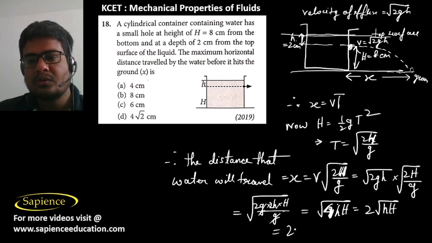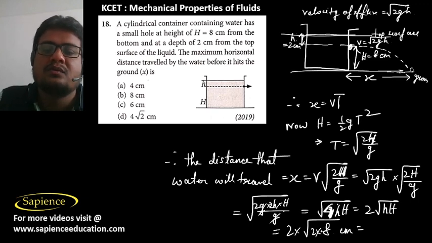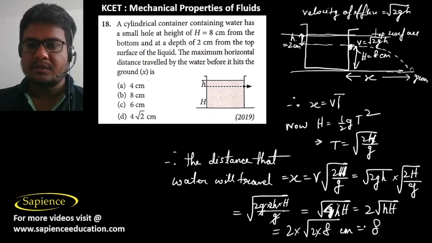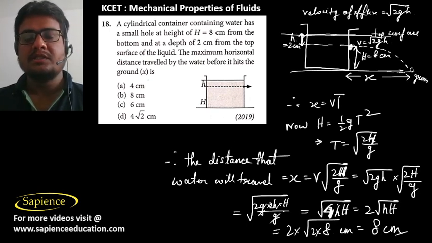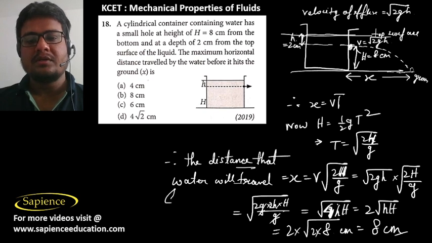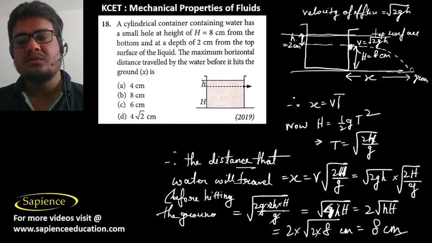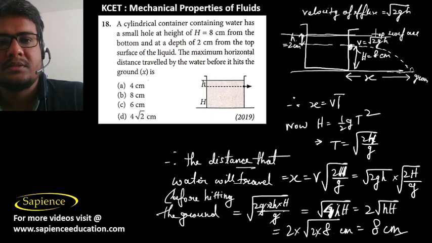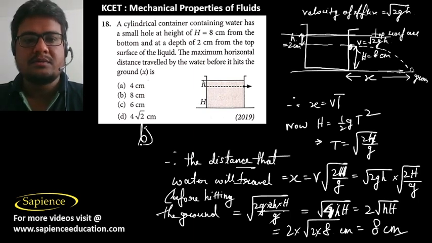So that will be 2 into square root of 2 into 8 centimeter. So that will be 2 into square root of 16, and the square root of 16 is 4. So 2 into 4 is 8 centimeter. So the distance that the water will travel before hitting the ground will be equal to 8 cm. So option B is the correct answer.